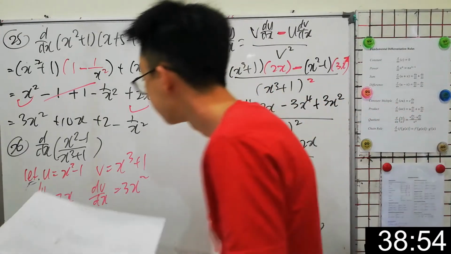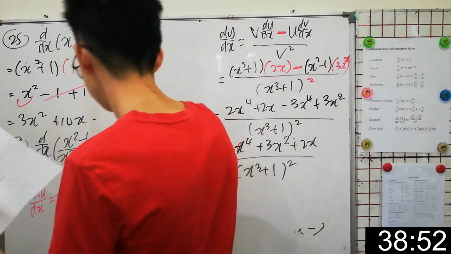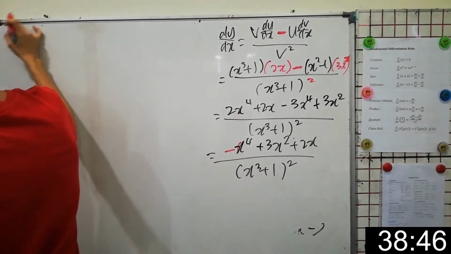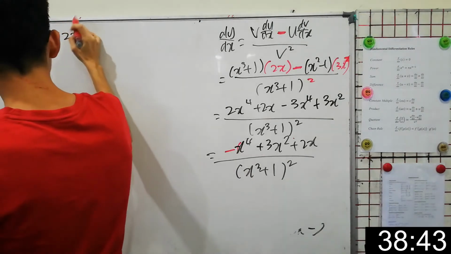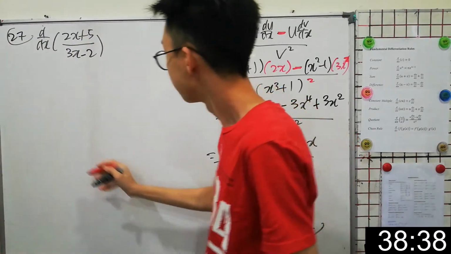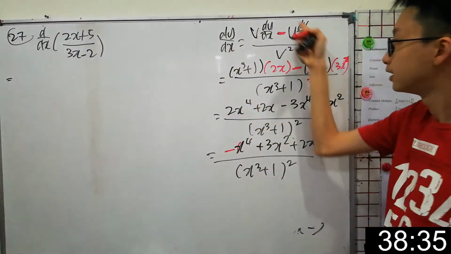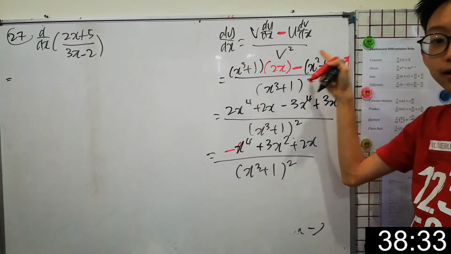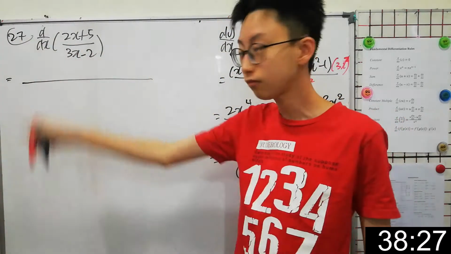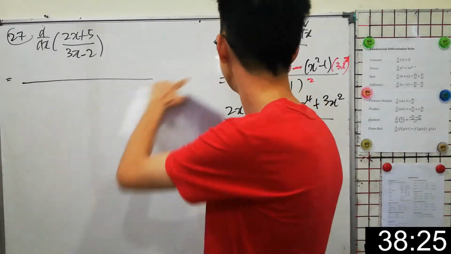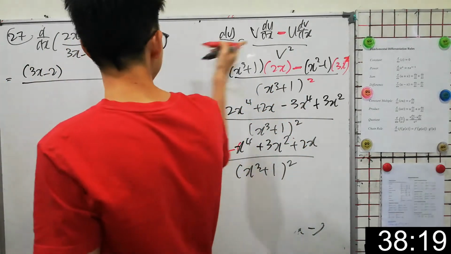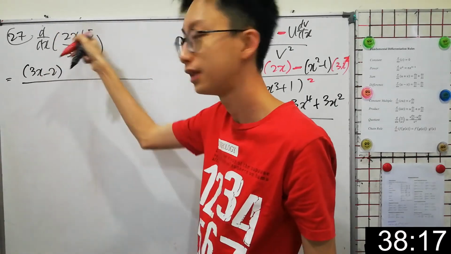Okay, 27. Okay, 27 is still quotient rule. We have a group of quotient rule here. Okay, 27, d dx of 2x plus 5 over 3x minus 2. Okay, so we'll do it directly using this formula here: v du dx minus u dv dx over v squared. So first, okay, you know it is a quotient. Then we start from the v. v is the denominator. Okay. Then du dx is the derivative of the numerator.